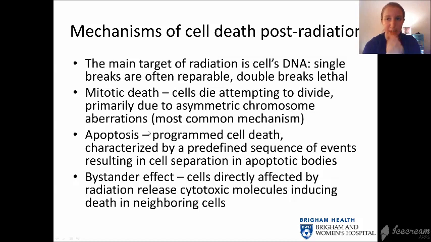And there are also different kinds of mechanisms for cell death, just in case the cell decides that it's not good for division. There's mitotic death, which is when the cells die attempting to divide. That's primarily because of asymmetric chromosome aberrations, and that's the most common mechanism. The other way is apoptosis. This is something I haven't mentioned yet, but it's basically programmed cell death with cell separation in apoptotic bodies. The last one is the bystander effect. This one is interesting because the cell, once it's affected, actually warns other cells. It releases cytotoxic molecules to warn its neighboring cells that it's been affected, and then they also decide what they need to do, either commit apoptosis or continue to live on.